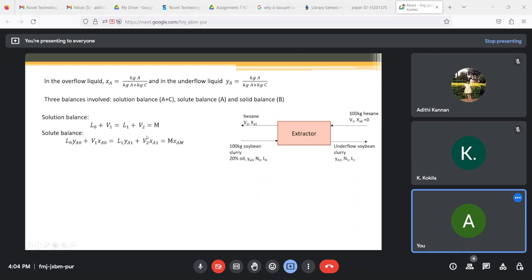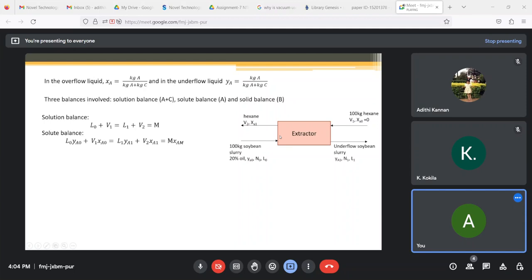Second comes the solute balance. YA0 is the solute concentration in the inlet feed. YA1 is the underflow solute concentration. XA0 is the solute concentration in the inlet solvent stream, and XA1 is whatever is there in the solvent stream after the extraction. So L0 into YA0 plus V1 into XA0 is equal to L1 into YA1 plus V2 into XA1. This will balance all the oil in the four streams. So solute balance is nothing but oil balance.